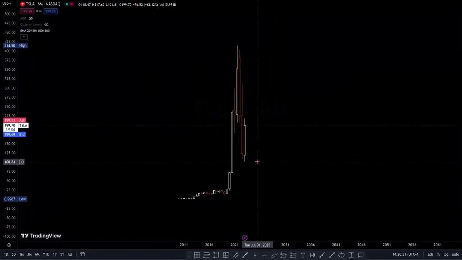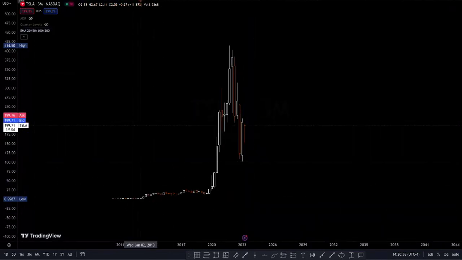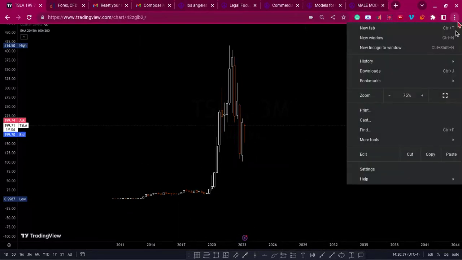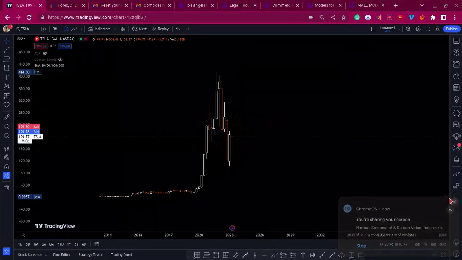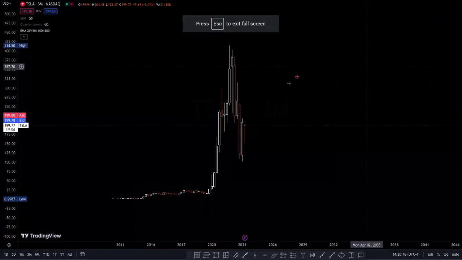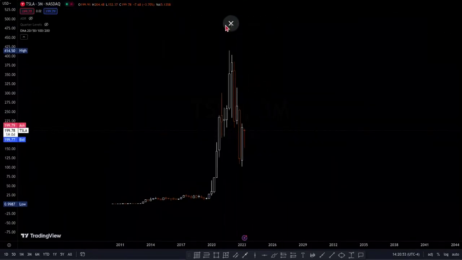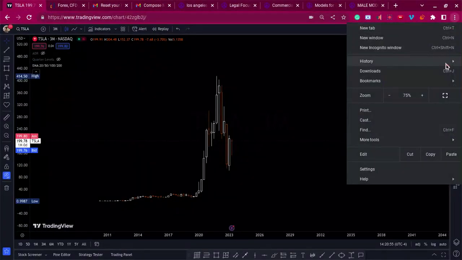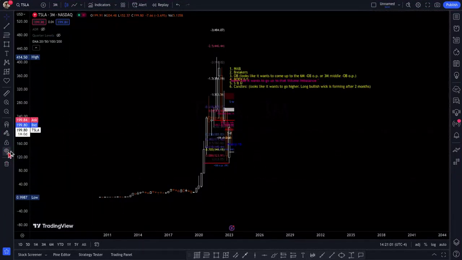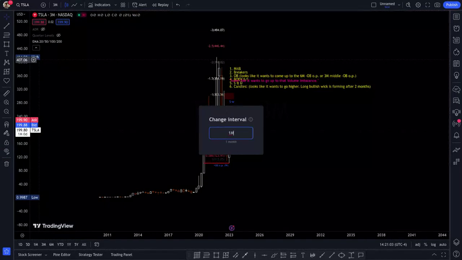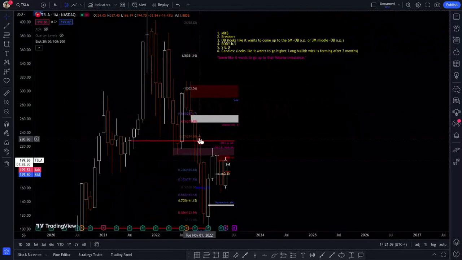So this is a 6-month chart, 3-month chart. I'm probably going to turn on the annotations now. All right. Go to the monthly chart. So what I'm seeing right now, Sean, is to hold long.